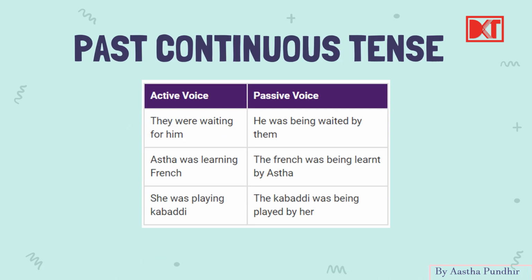Okay, so here we have past continuous tense. Let's see how it is being changed. They are waiting for him. He was being waited by them. Right. Aastha was learning French. French was being learned by Aastha. And she was playing kabaddi. The kabaddi was being played by her. She got converted to her. Okay.